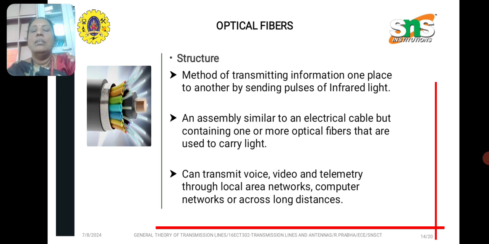The next type of transmission line is optical fibers. Its structure consists of a cable inserted into another structure called the core, and it is a method of transmitting information from one place to another by sending pulses of infrared light. This is an assembly similar to an electrical cable but containing one or more optical fibers that are used to carry light. It can transmit voice, video, telemetry through local area networks, computer networks, or across long distances.